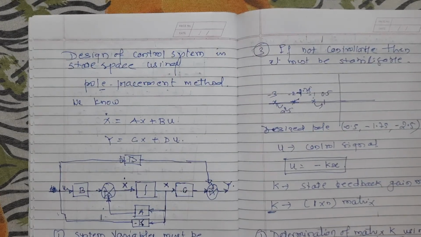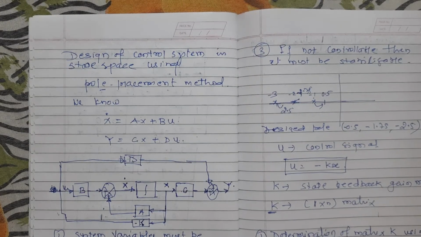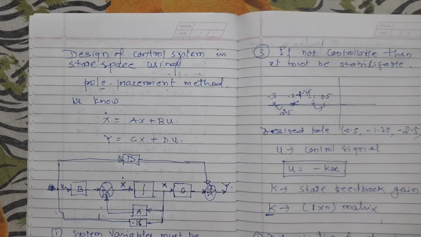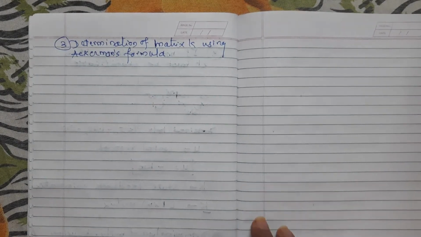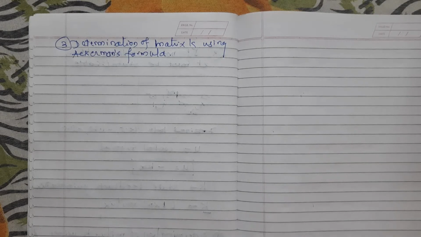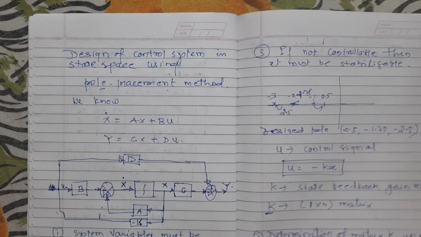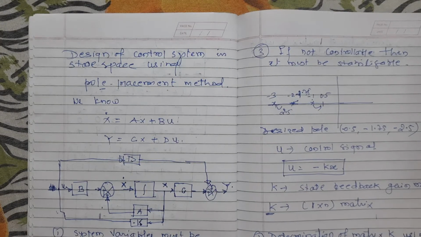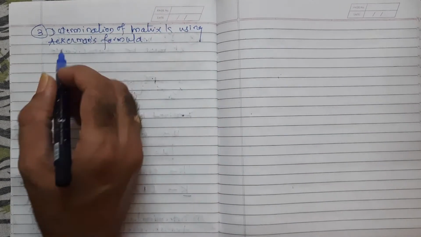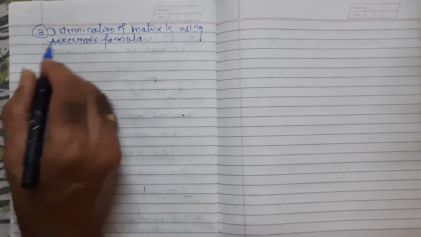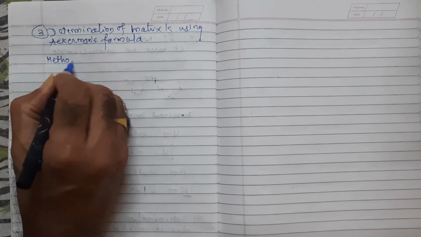One is the transformation matrix T, second is the direct substitution method, and third is Ackermann's formula. We will see them one by one. First we will find out the transformation matrix T method, then the direct substitution method, and then we will go for Ackermann's formula. Now we will see the first method, method 1.